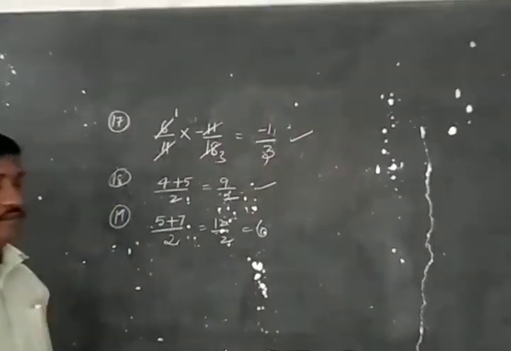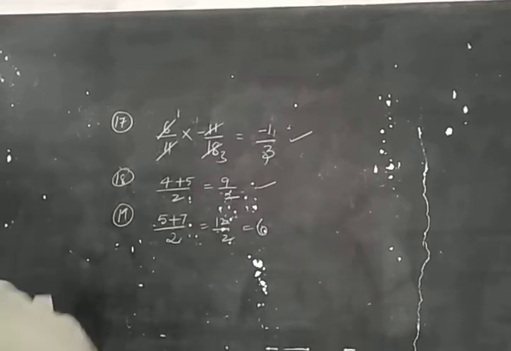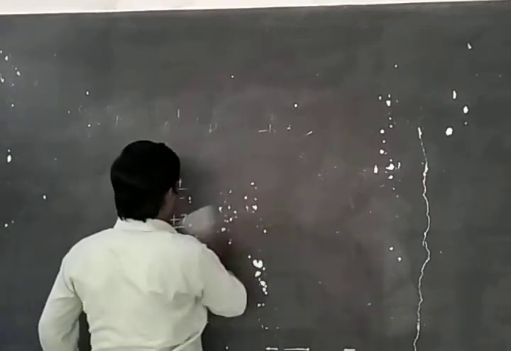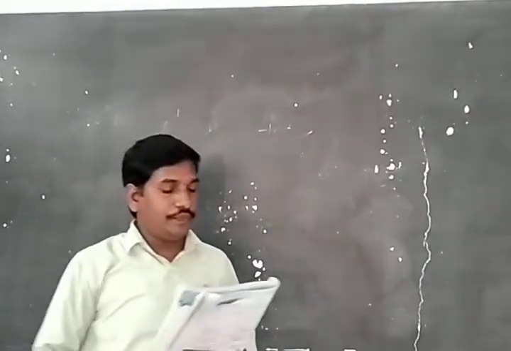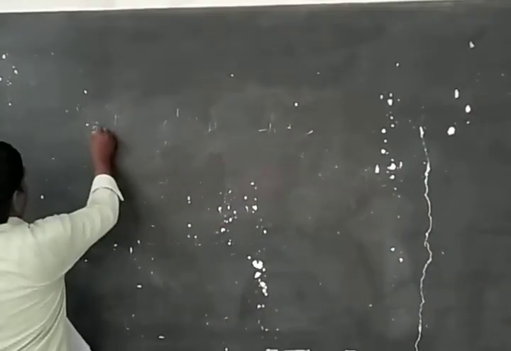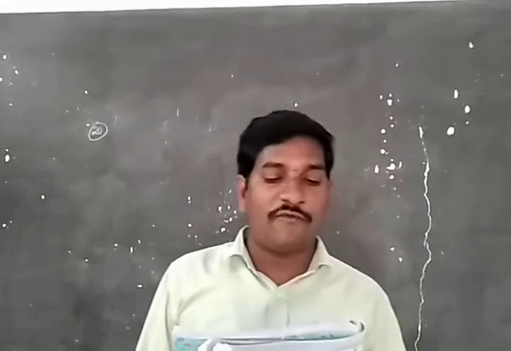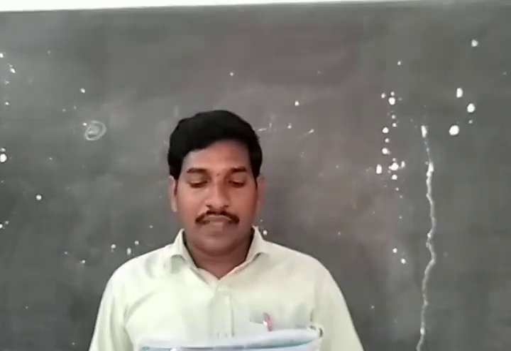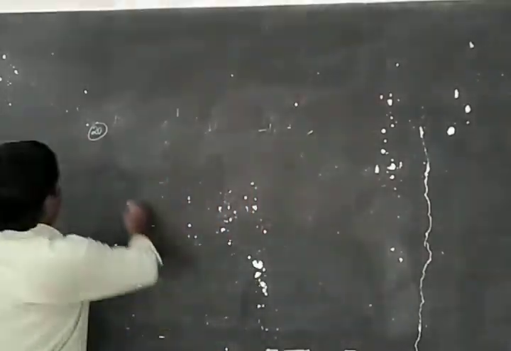Now 20. Match column 1 and column 2. A: 1 by 2, 2 by 3, 3 by 4 and 4 by 5 are rational numbers and fractions.